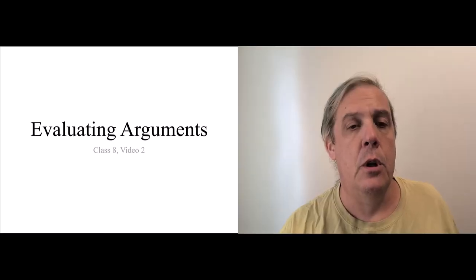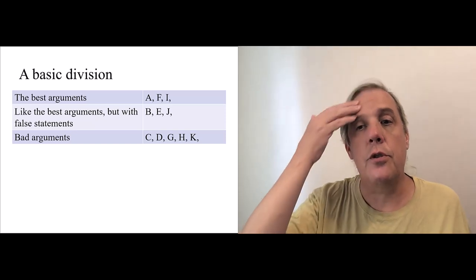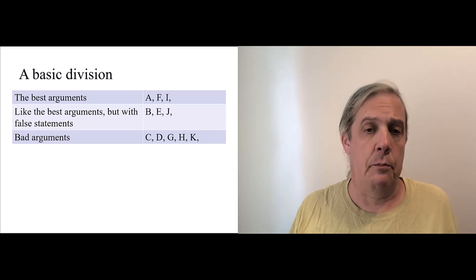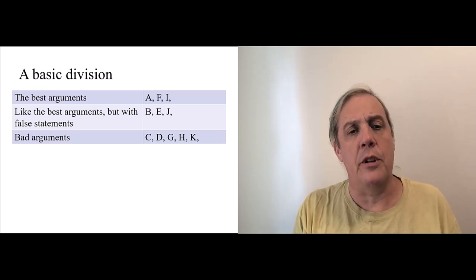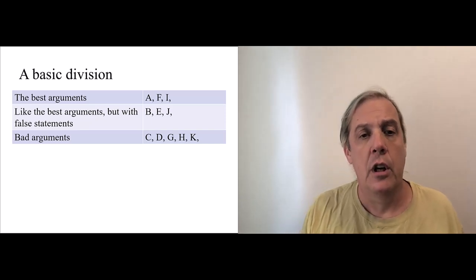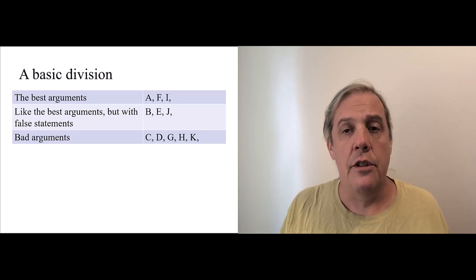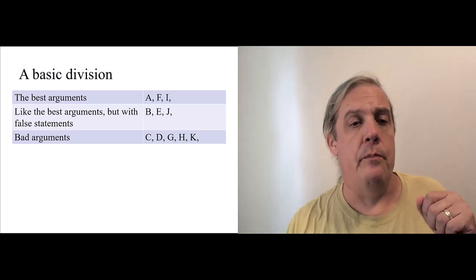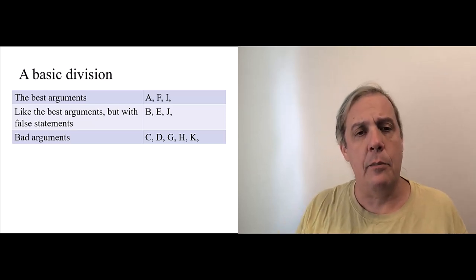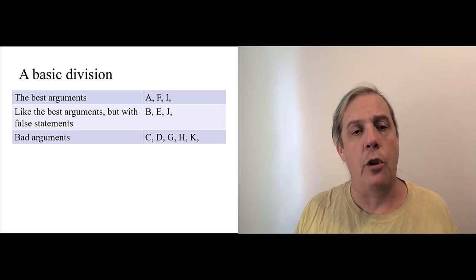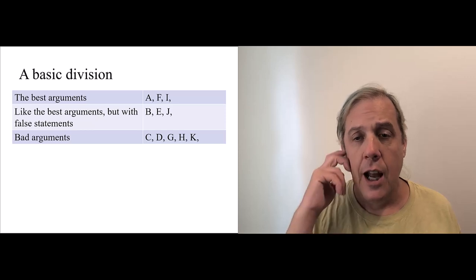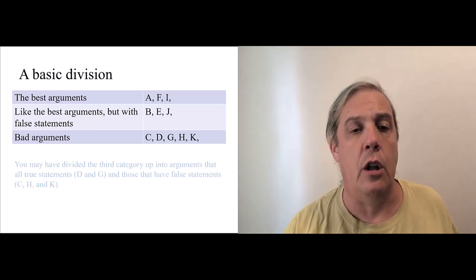To review, the easiest way to do the sorting exercise was to actually put the arguments in 3 piles. You could do a 4-pile version, but we'll just talk about the 3-pile version. There are the good arguments, these are the best arguments. There are the arguments that are like the best arguments, but contain false statements, false premises, and generally these were silly premises. And then there were arguments that just didn't work at all, right?